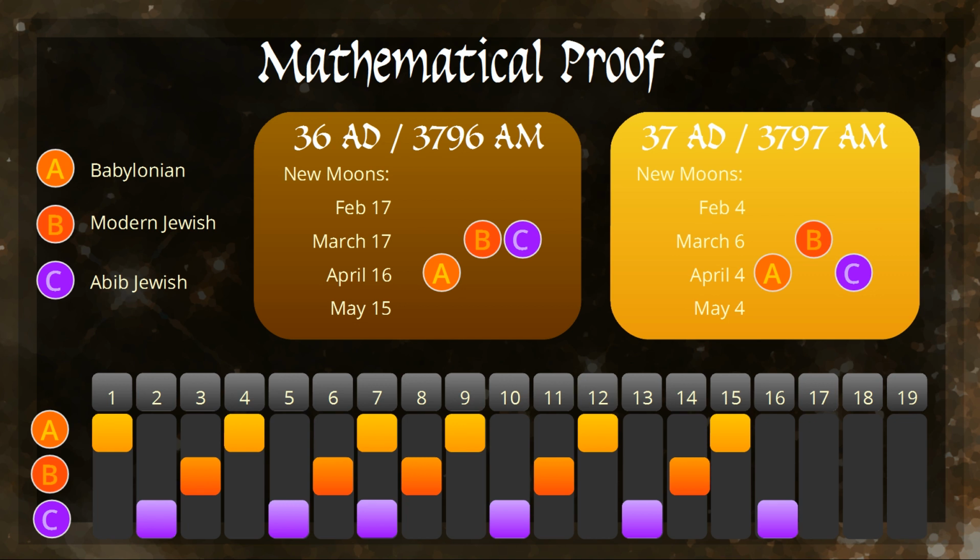In 37 AD or 3797 AM, the March 6th date does not allow for ripe barley for the Passover, so an extra month is required for the Abib-based calendar.